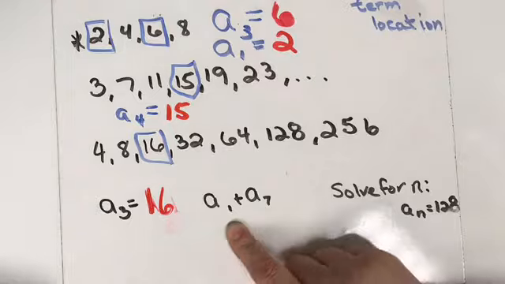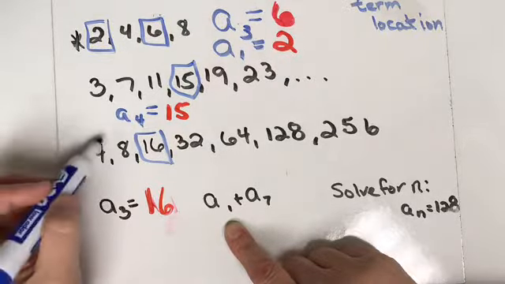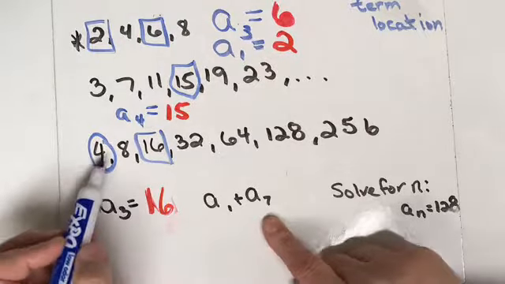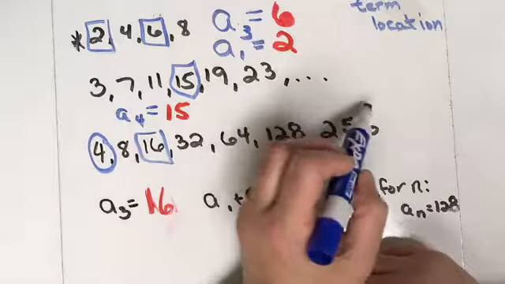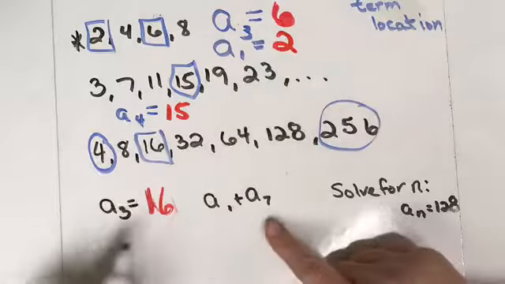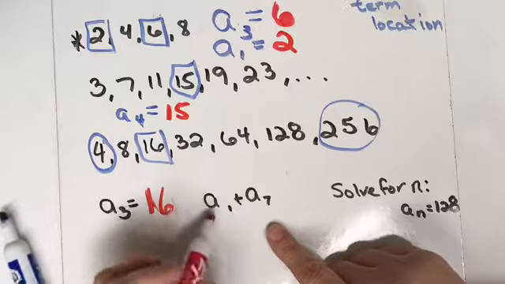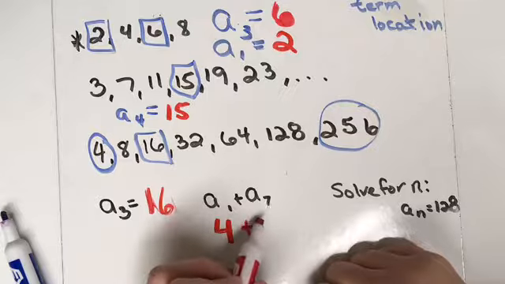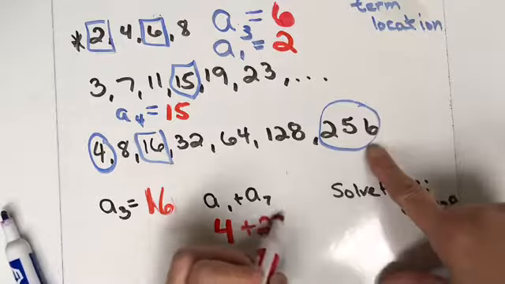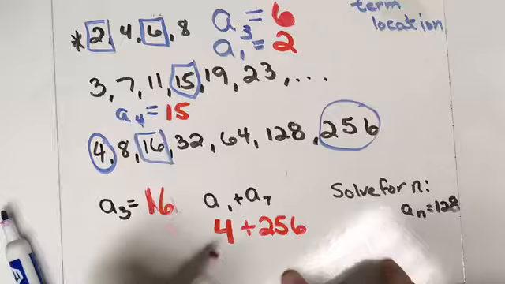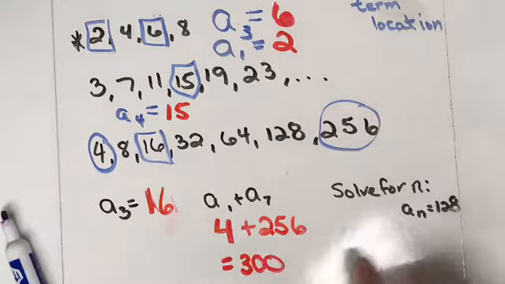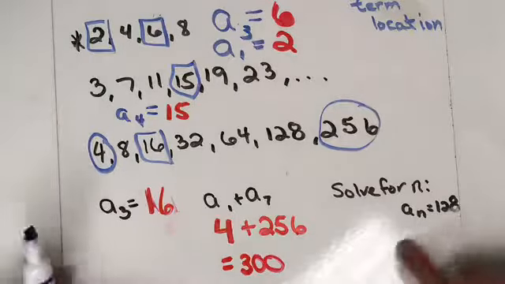All right, let's look at this one. This is a little bit different. So we have 2 numbers that we're looking for here. We're looking for A of 1, and I'm going to give it a circle this time so I know which one I'm looking for, and then A subscript 7. 1, 2, 3, 4, 5, 6, 7. That one's all the way at the end. So my 2 numbers that I'm dealing with are 4 and 256. If I added those together, it should equal 260.